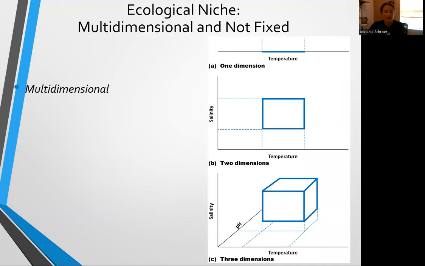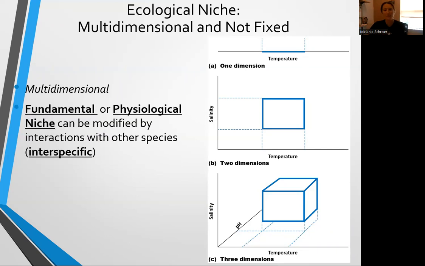Okay. In reality, ecological niches are multi-dimensional, right? So not just two-dimensional, but multi-dimensional. Many different factors come into play. And so we can just keep on expanding this, so temperature, salinity, and even add pH. And so that gives us a cube essentially, and we can add more dimensions onto that. We're not going to go any farther than 3 dimensions, but I do want to point out that this is called the fundamental or physiological niche.